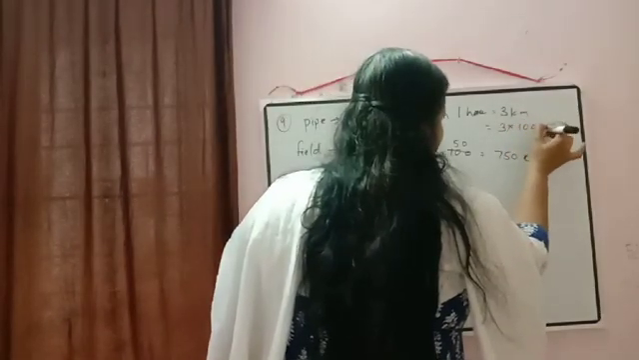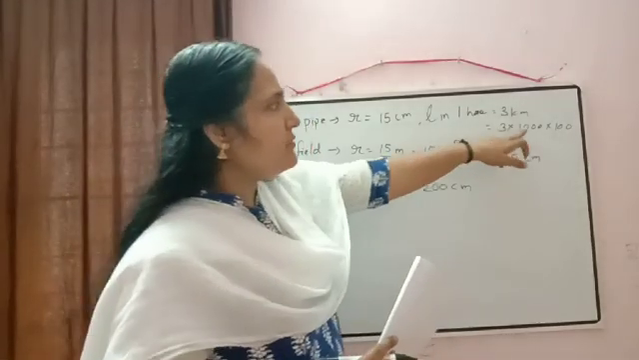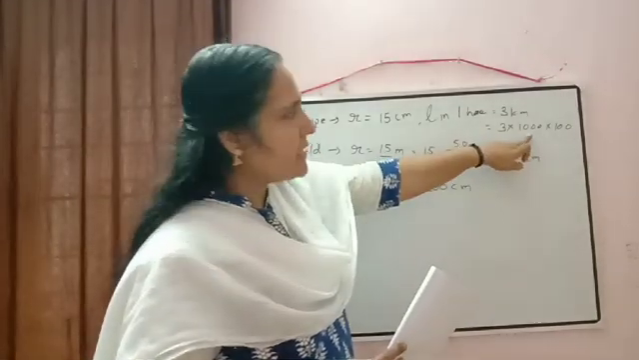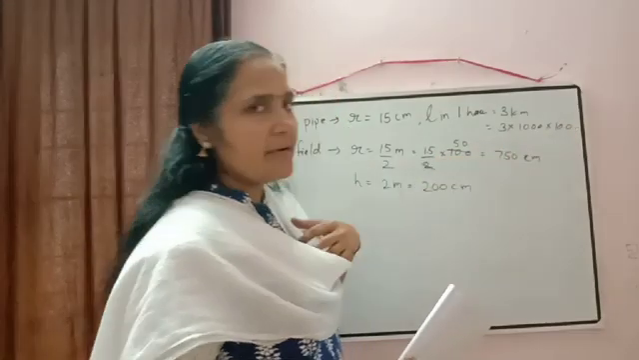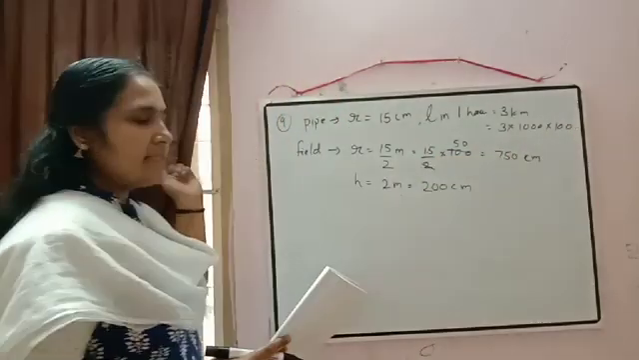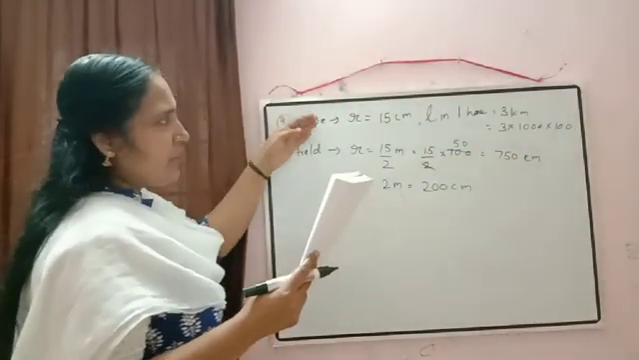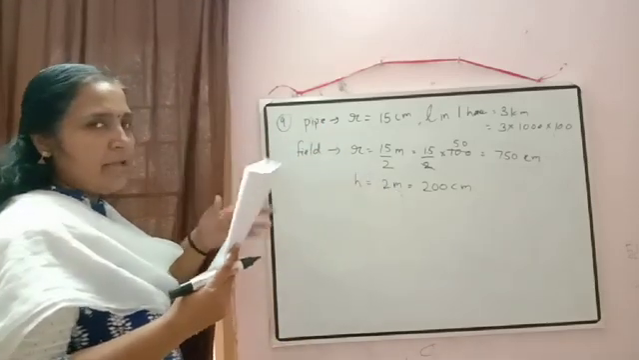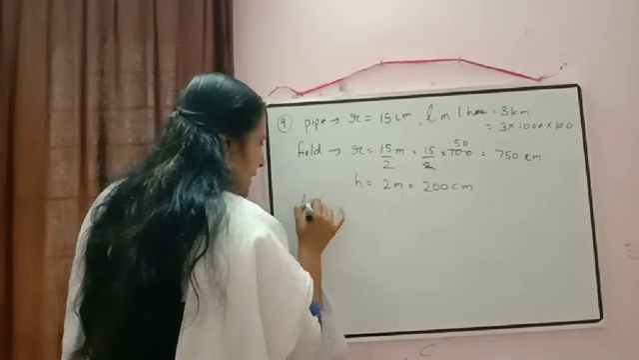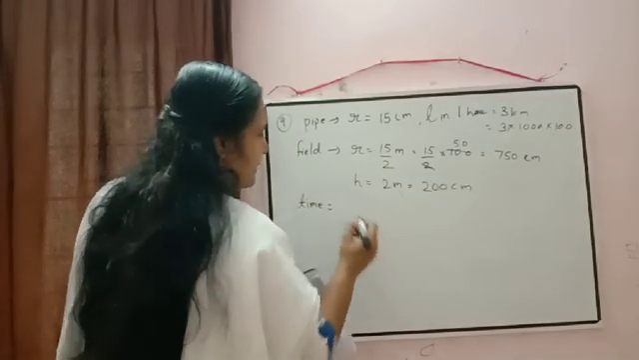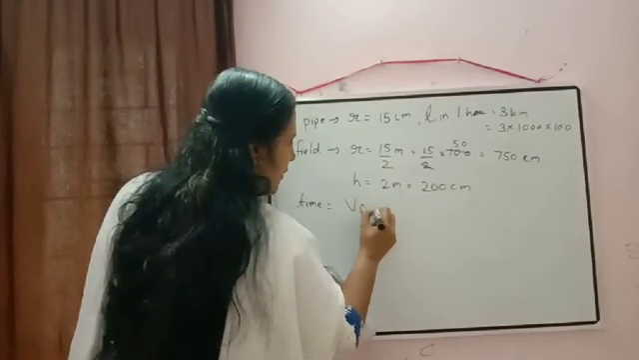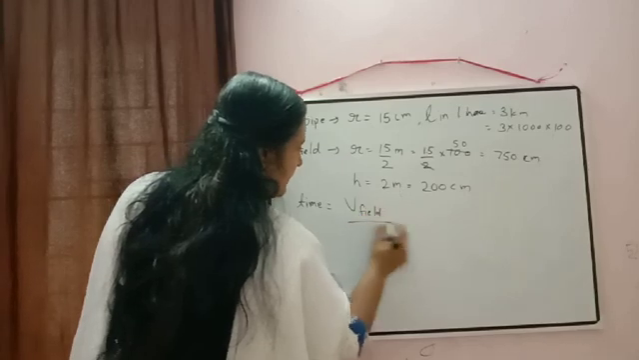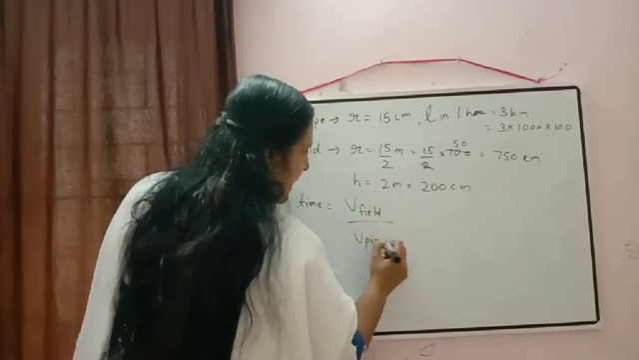So 3 into 1000 into 100. First, if we are doing 3 into 1000, it is converted into meters. Then again, if we are doing 100, it is converted into centimeters. Now, from the pipe, water is going into the field, and how much time will be taken there? So again, directly we can write down the formula.